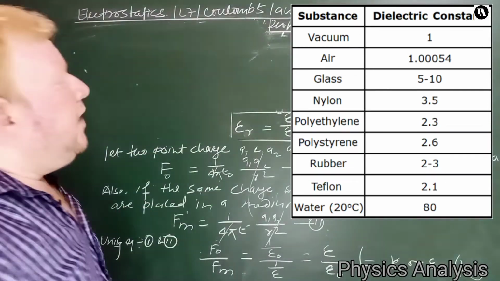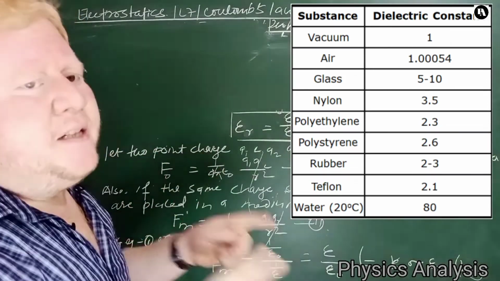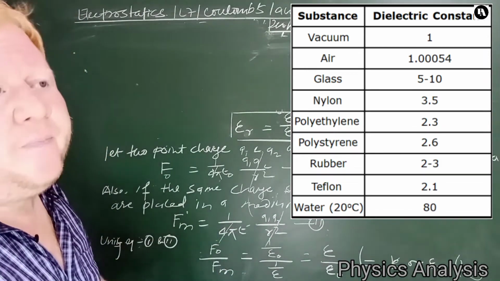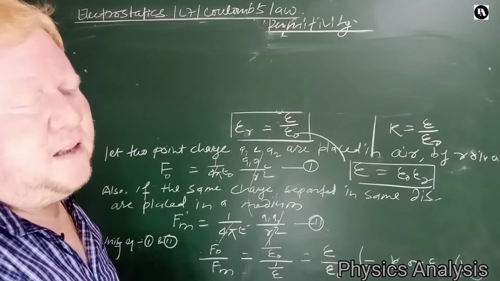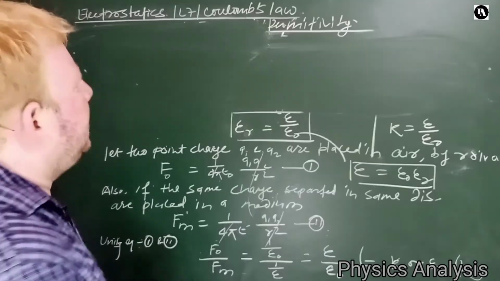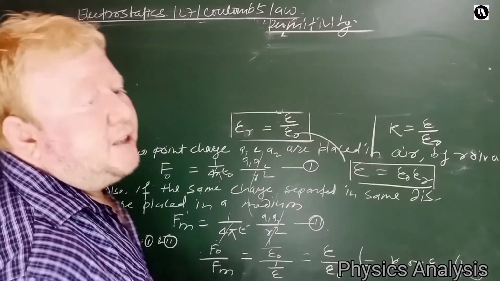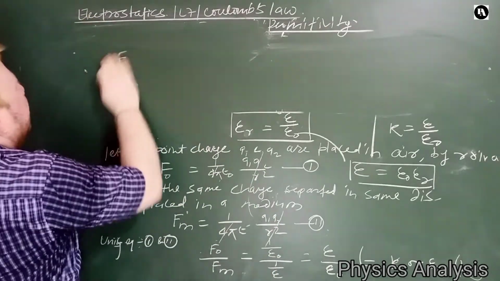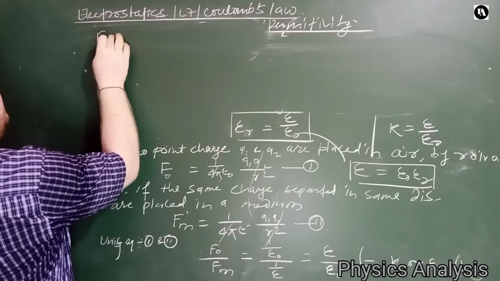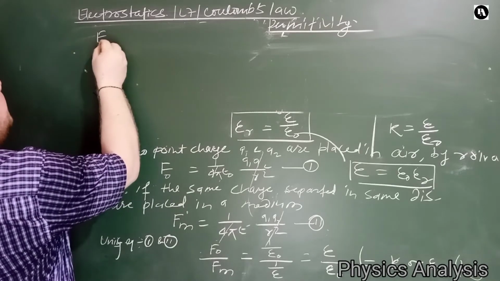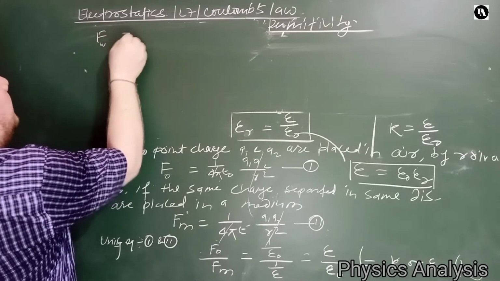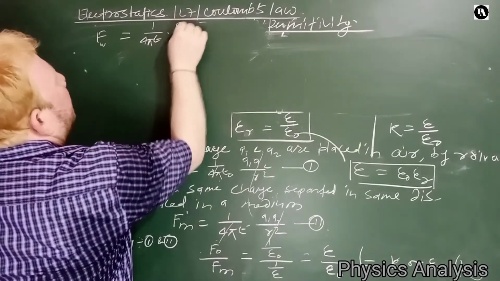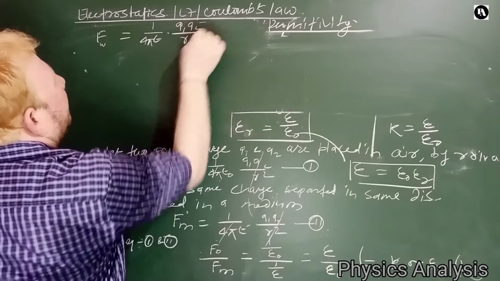One more thing I would like to add here. Suppose two point charges, Q1 and Q2, are separated by r distance and are placed in water. What is the electrostatic force acting between these two? When placed in water, I can write the electrostatic force in water is equal to 1 by 4 pi epsilon into Q1 into Q2 by r square.